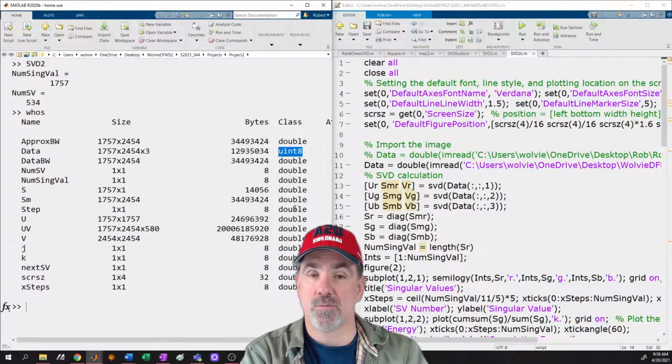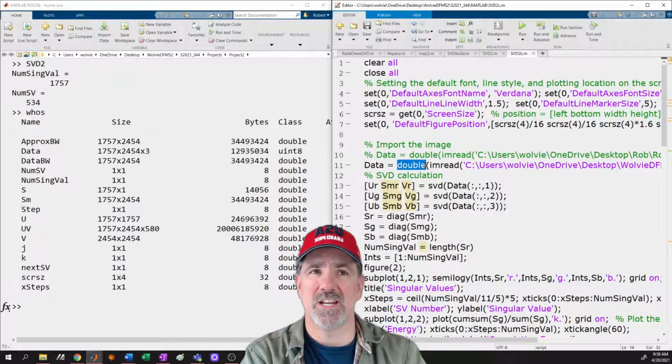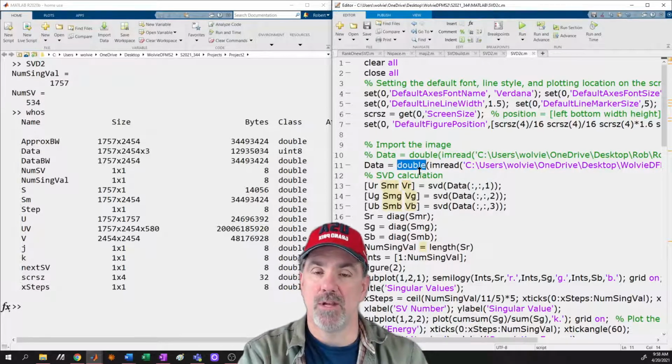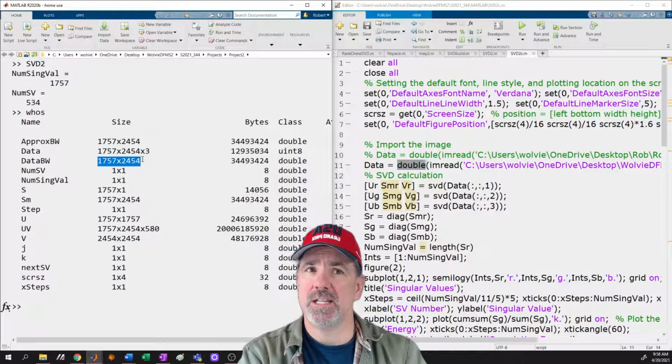They're not double precision numbers. They're integer numbers that we actually have to convert over to doubles. That's why the double command is in here. If I put double around a number, it'll automatically convert it to double precision. That's in MATLAB. And so we can see that the black and white image is indeed what we had.